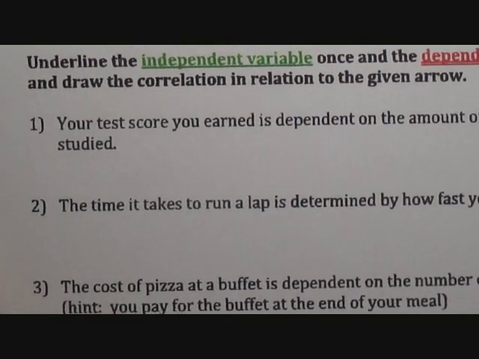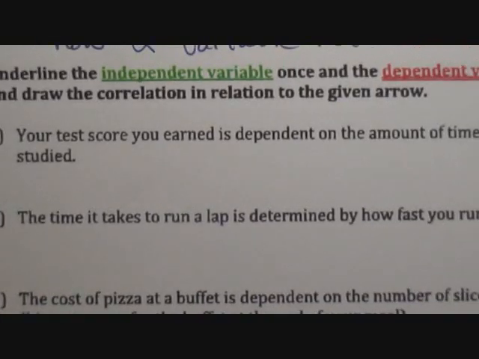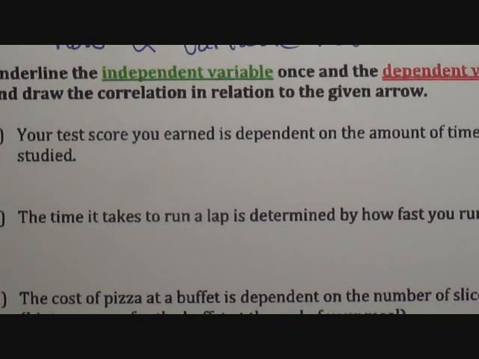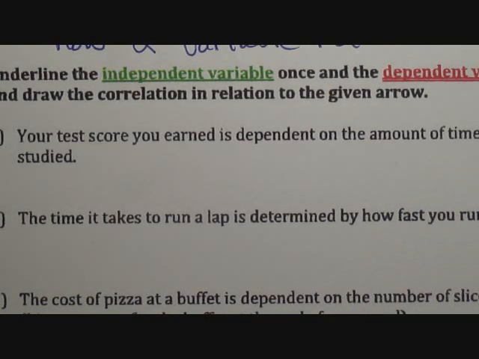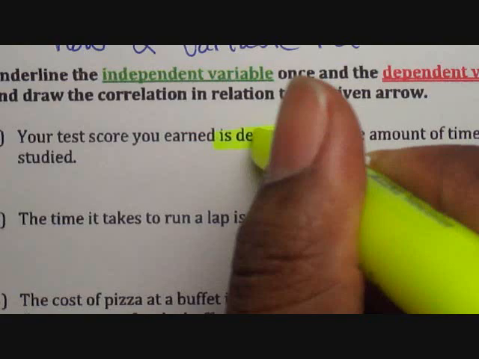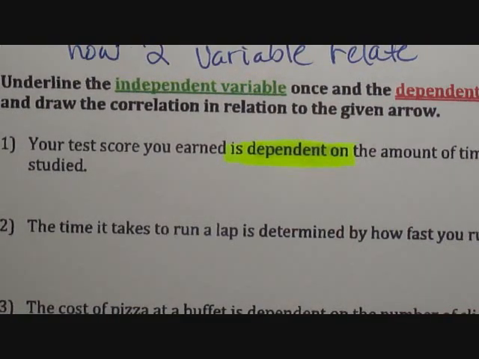Okay, example number 1 is your test score you earned is dependent on the amount of time that you studied. Okay, this gives us a really good hint because it says "is dependent on." And that's going to be kind of a clause that gives me a hint and helps me figure out which one is independent.